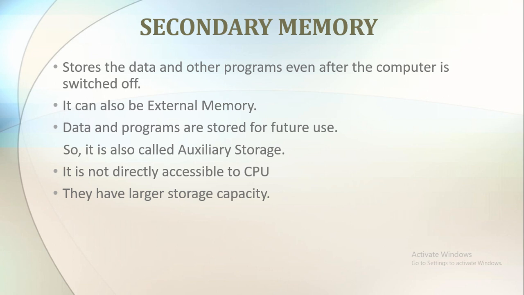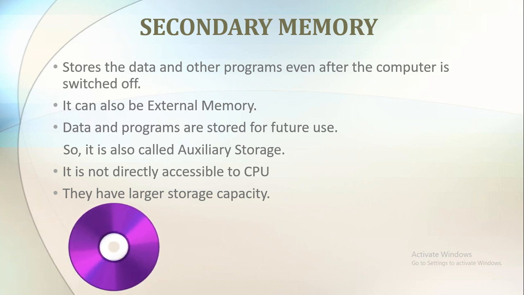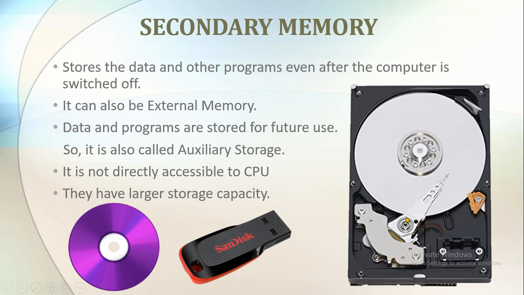In this memory, the CPU cannot directly access. Okay? The CPU can access through the primary memory. So the CPU cannot access the secondary memory directly. It has larger storage capacity. Okay, like secondary storage devices have more capacity to store data than the primary memory. So you can see some pictures, they are called secondary memory. Okay.